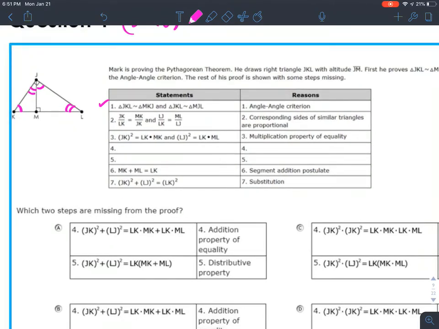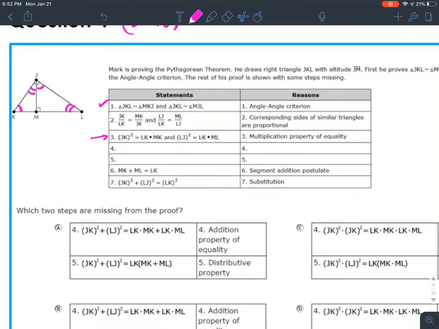So we have JK over LK is equal to MK over JK. That gets a little confusing. I'm not going to put those marks on there. All right, so we got these proportions that are true because we have similar triangles.